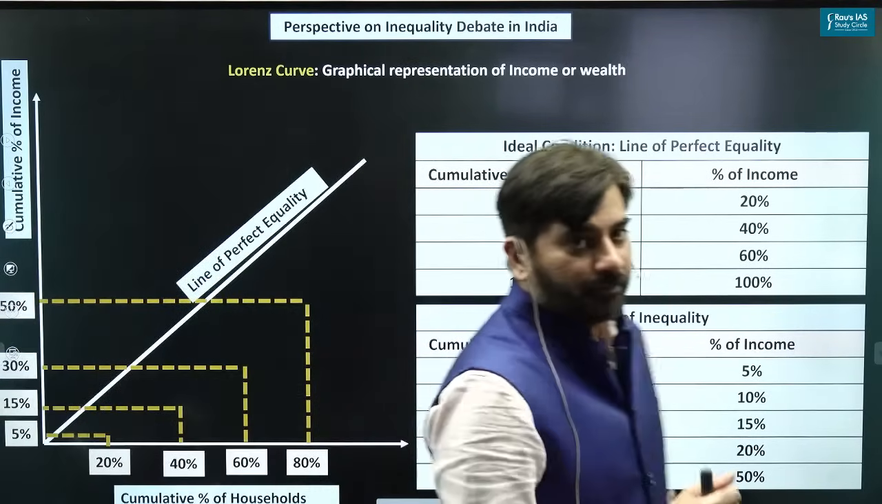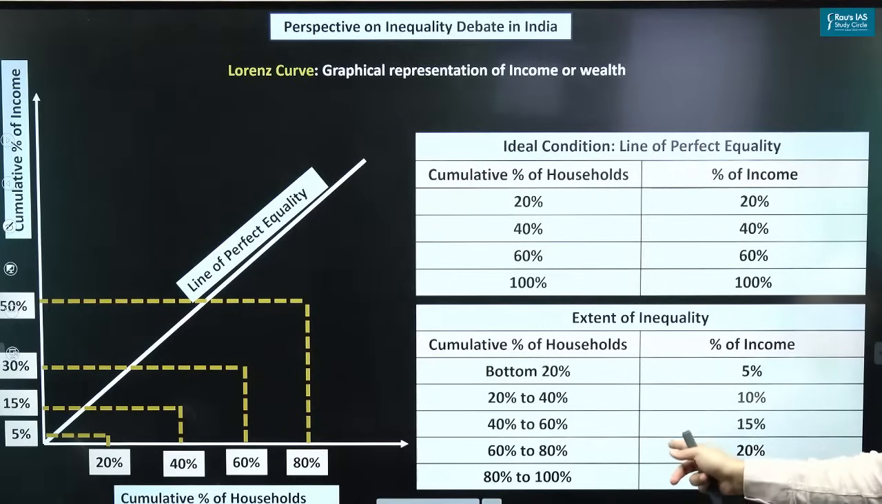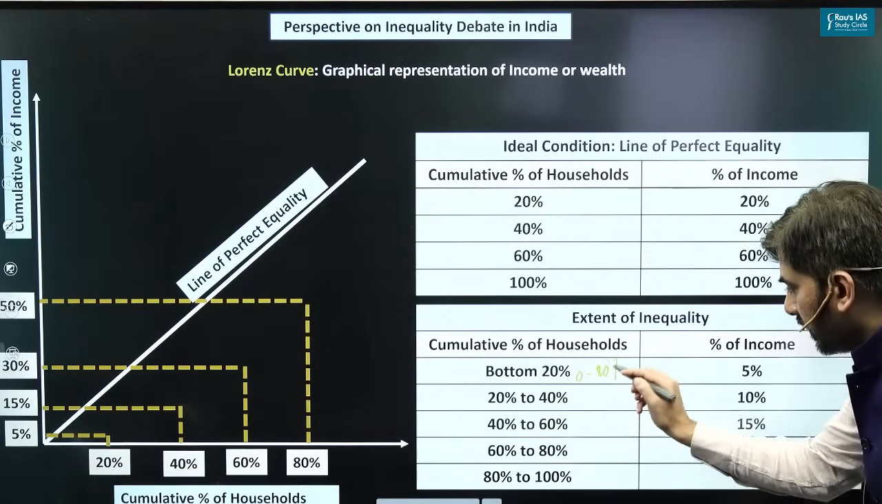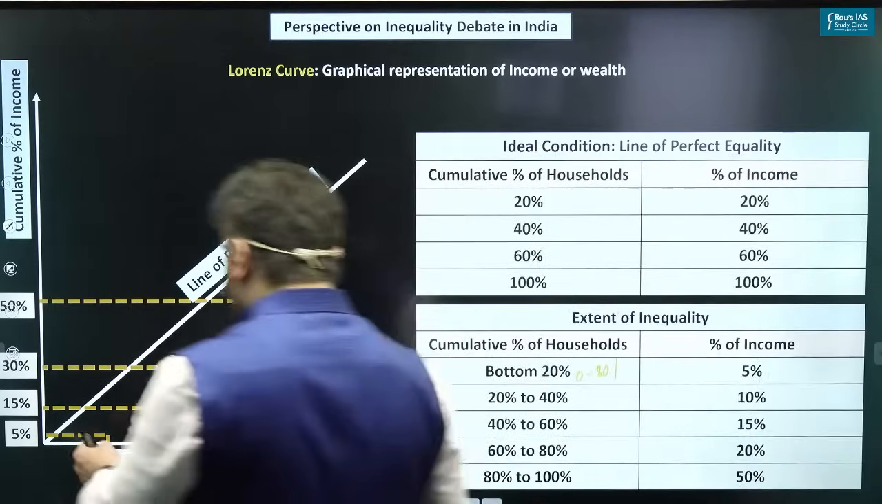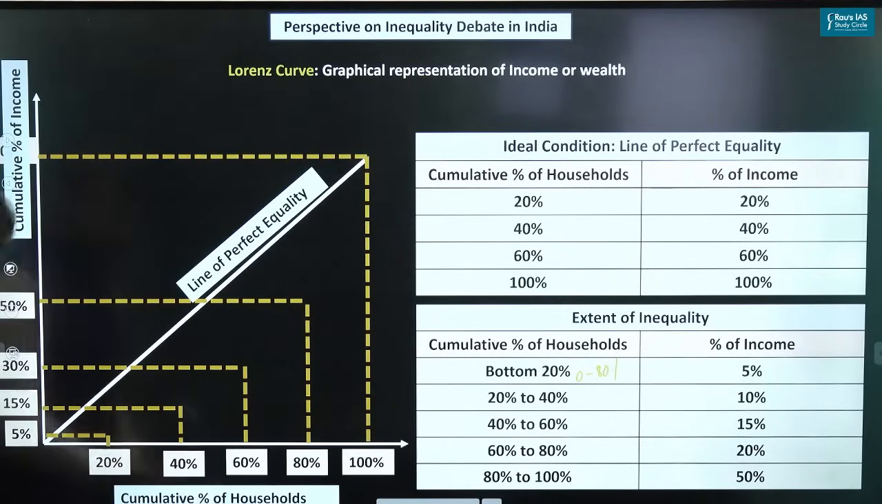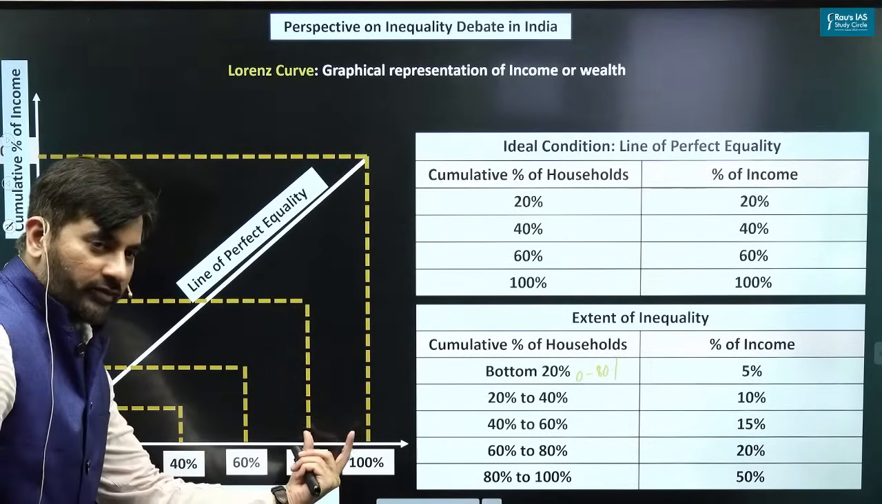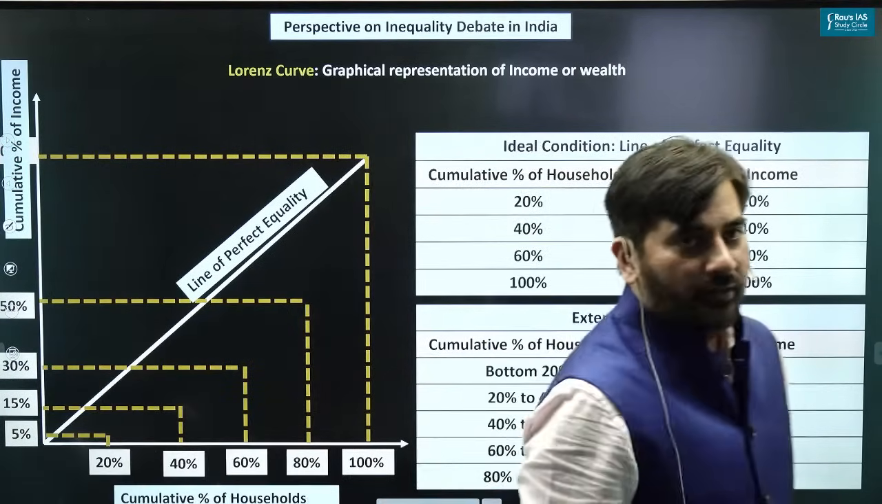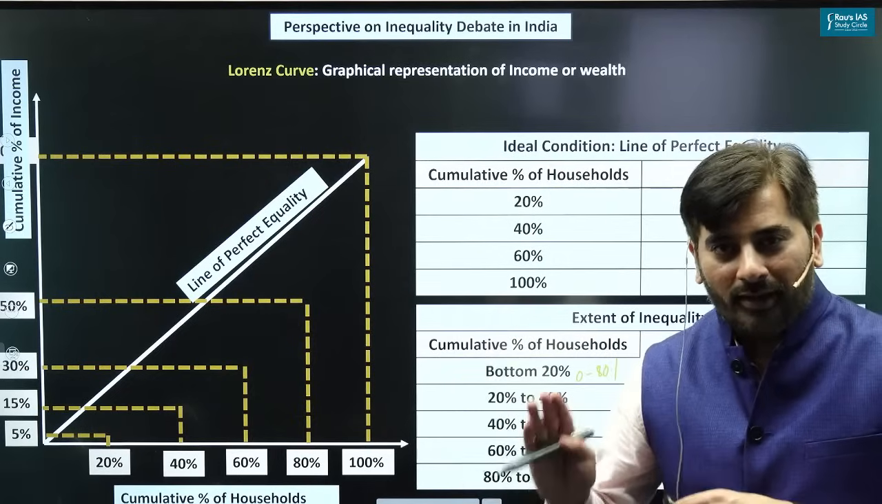So can you see here that this shows the extent of inequality, and it is clearly showing us, if you see the households from 0 to 80% of households, that is from here to here, how much income are they having access to? 50%. Half of income is concentrated in the bottom 80%. On the other hand, the top 20% of households are having access to 50% of income. Can you see the extent of inequality in a particular country?